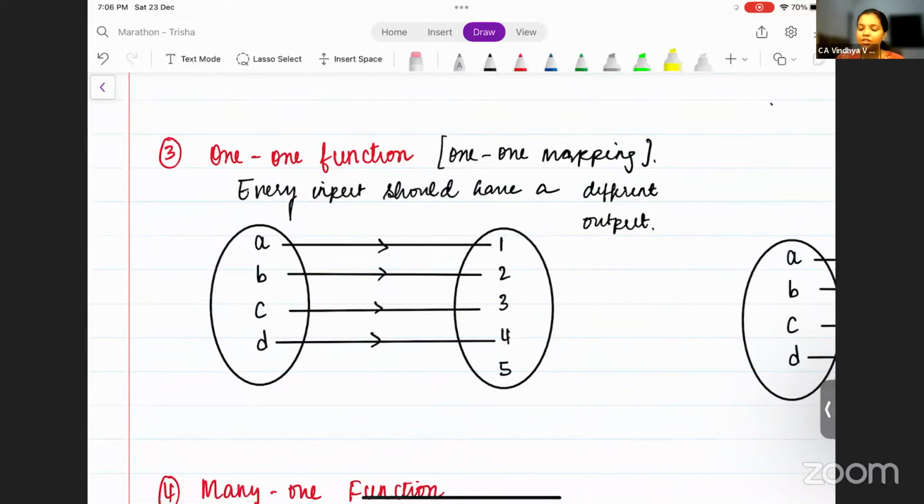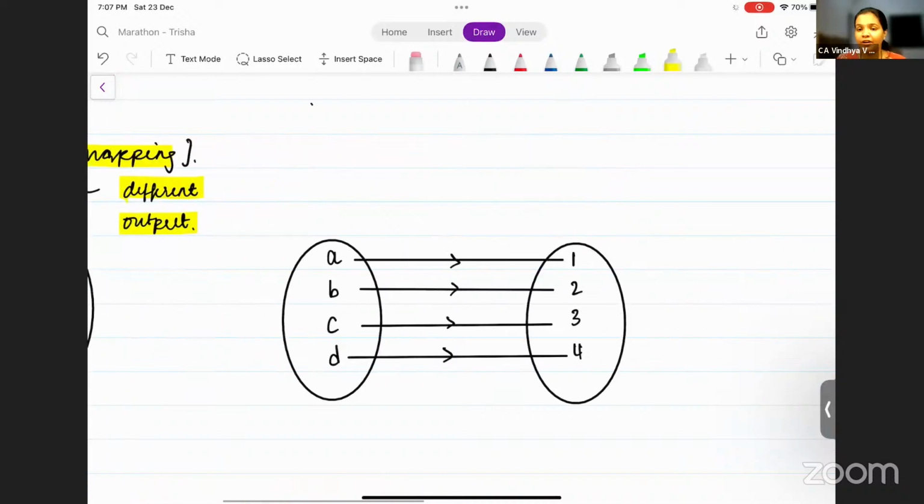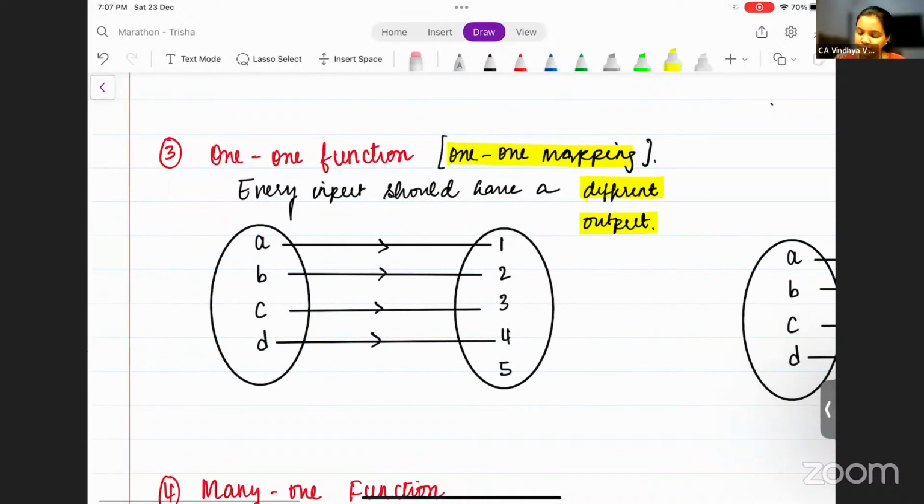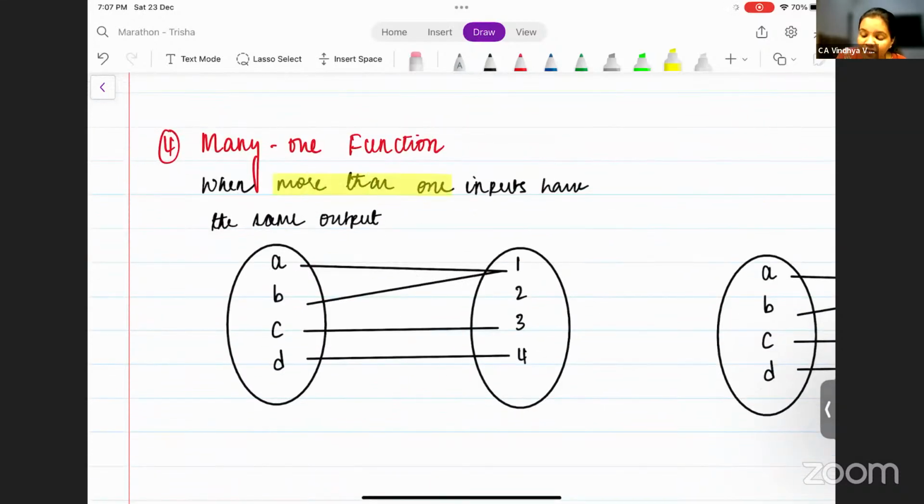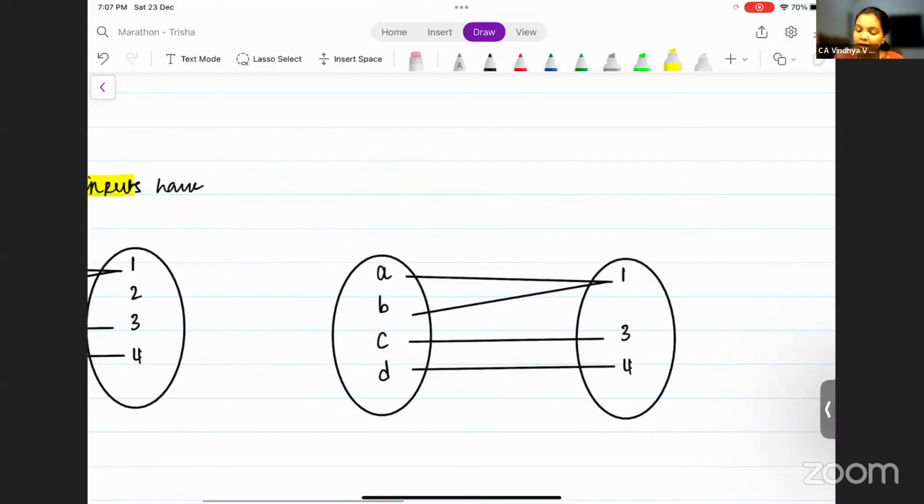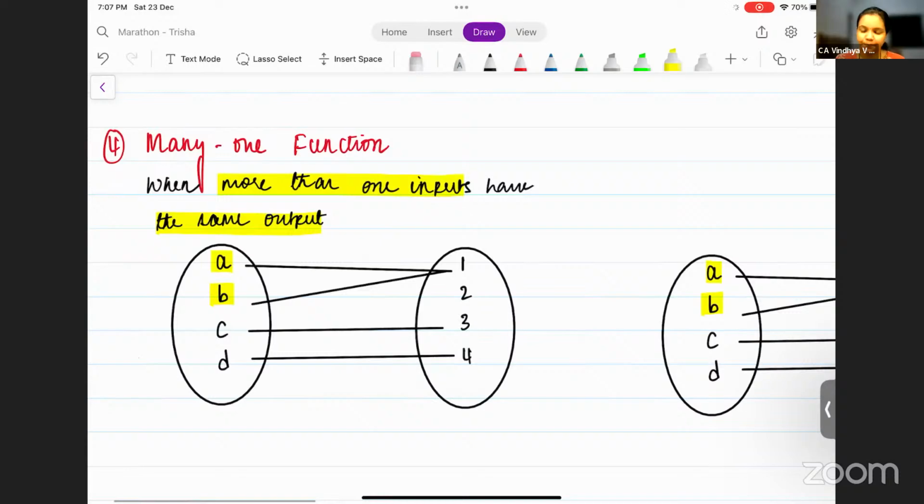Next, you have 1-1 function, which is also called 1-1 mapping, where every input has a different output. These are examples of 1-1 function or 1-1 mapping. Next, you have many-one function, where more than one input has the same output. See here, A and B have the same output. Similarly, here also A and B have the same output.